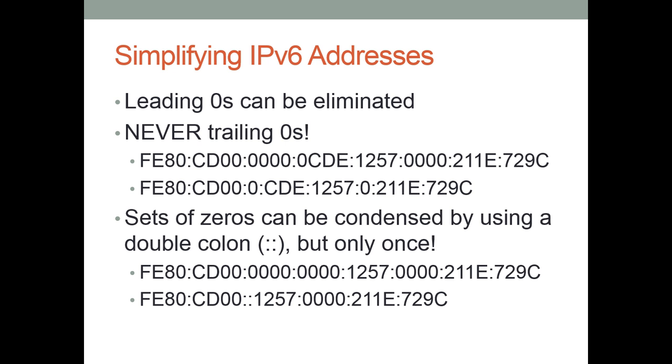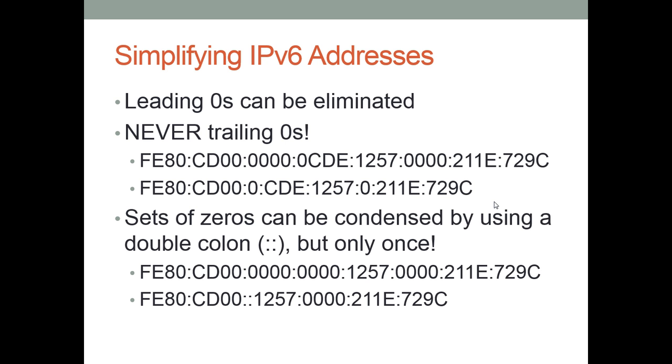So in looking at the first example with FE80, you can see that, for instance, right here, they have simplified these zeros down into one singular 0, and here, for the 0CDE hextet, they've just taken out that 0. So you can take out a leading 0, but you could not take one out at the end of that hextet. So that also makes a shortened version of IPv6.